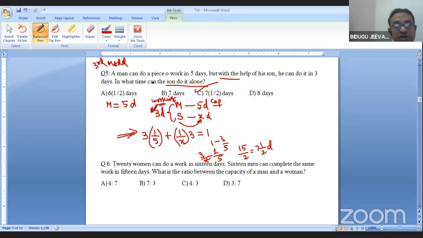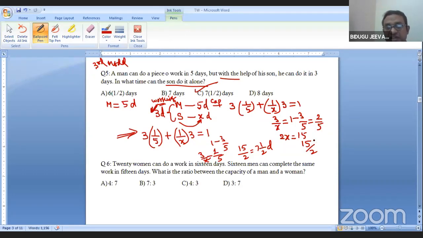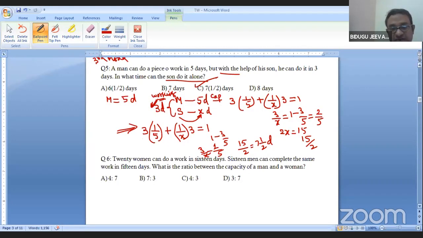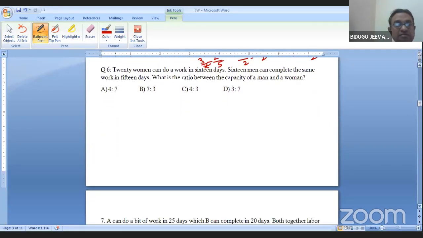That's what is given. In what time does the son do it alone, a single person? So we have to write 1 by 5, 1 day work. And he did it for 3 days. Individually, I'm talking. Son's capacity is 1 by x, he can do this work in 1 day. He also did it for 3 days, and one work is completed. Now 3 by x is equal to 1 minus 3 by 5. It is 2 by 5, cross multiplication, 2x is equal to 15. So the x value is 15 by 2. Of course, we will get some more questions like this so that you can get clarity. Don't worry about just one question.